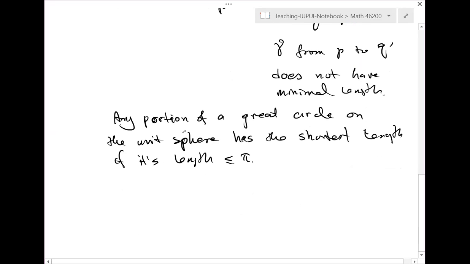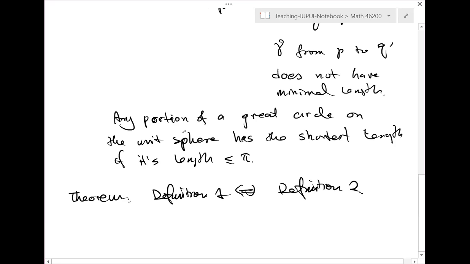So that's now the main theorem in this section. It says those two definitions are equivalent. So the main theme: definition 1 is equivalent to definition 2. So if the geodesic curvature is 0, then it is locally minimizing. And conversely, if it's locally minimizing, then the geodesic curvature must be 0.